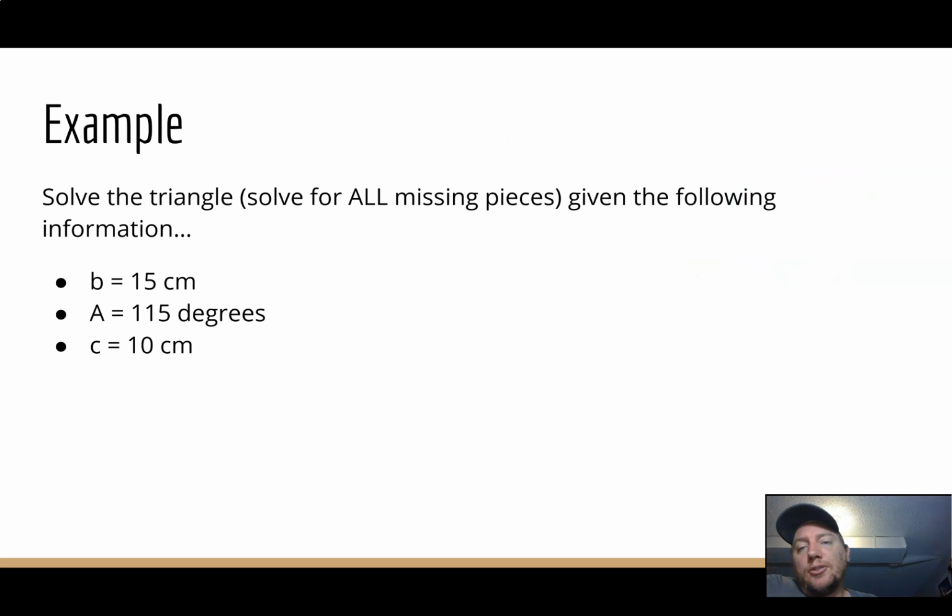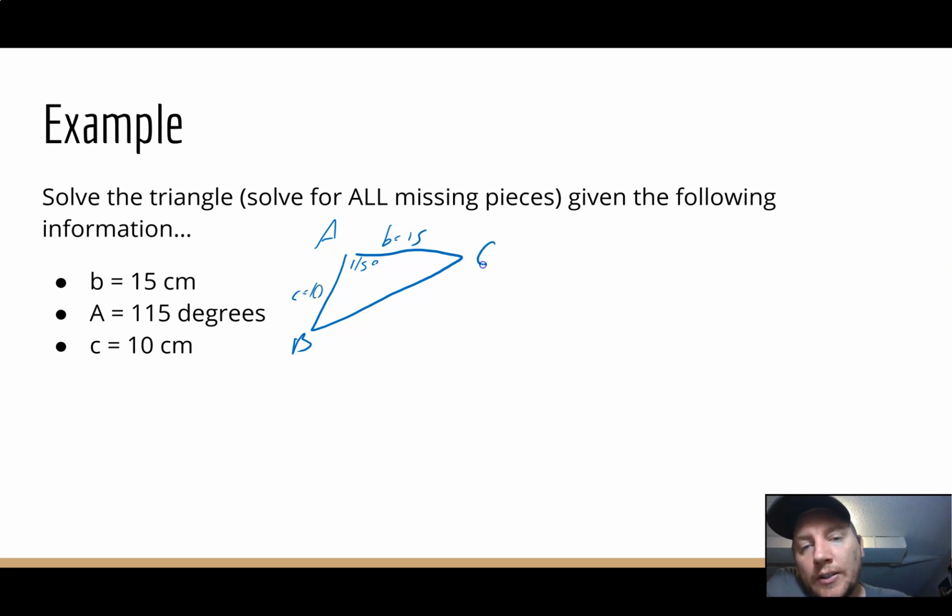Okay, so let's do another example. Solve the triangle for all missing pieces given the following information. This one should be a side-angle-side problem. A is 115 degrees, C is 10, B is 15. This one is side-angle-side, as you can see. We have a side, an angle, and a side, with the angle between them.